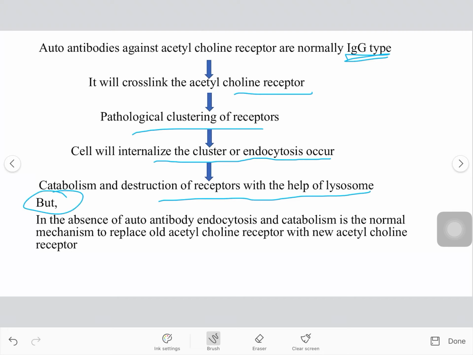But in the absence of the autoantibody, endocytosis and catabolism are the normal mechanism to replace old acetylcholine receptors with new ones. In a normal person also, it is a regular phenomenon to replace the old acetylcholine receptors with new receptors. But in a patient with myasthenia gravis, there will be formation of clusters. That means at a single time, many acetylcholine receptors are internalized and destroyed. That is pathological, and those clusters are made by the autoantibody. Those many internalized and destroyed receptors should be replaced by new ones, but in the pathological condition that cannot happen, and the patient will have fewer acetylcholine receptors in the neuromuscular junctions and manifest the disease.